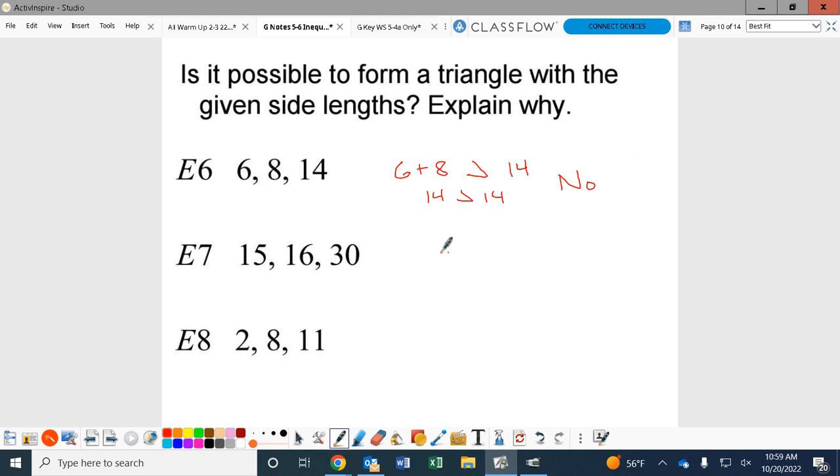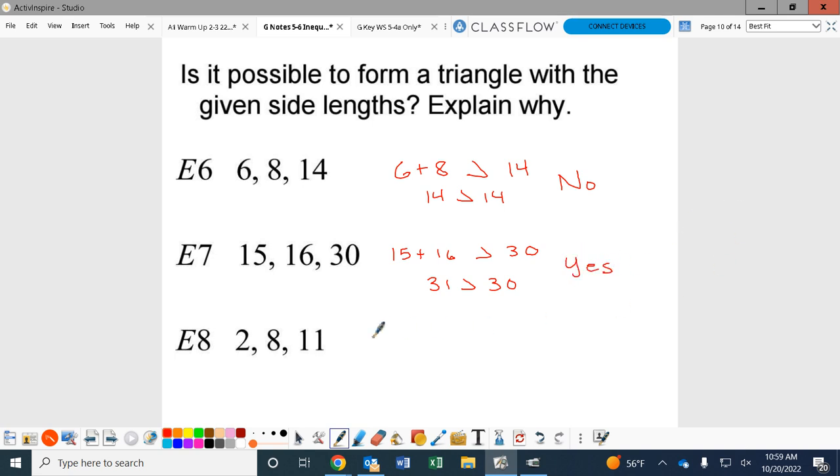Okay, here we go. 2 shorter ones, 15 plus 16 has got to be greater than 30. Now, be careful, they love to put them out of order. So remember, it's not about the first one, the second one, and the third one. It's the two shorter ones compared to the longest one. Okay, 31 has got to be greater than 30. Yes or no? Yes on that one.